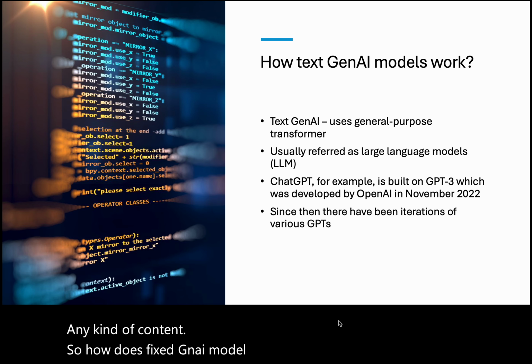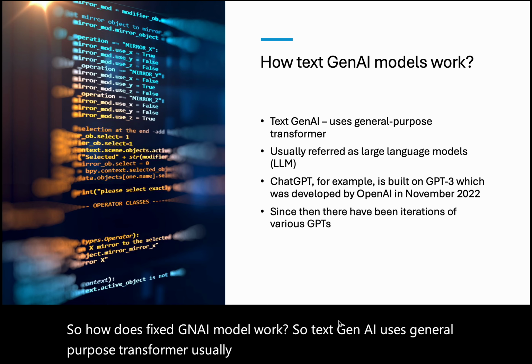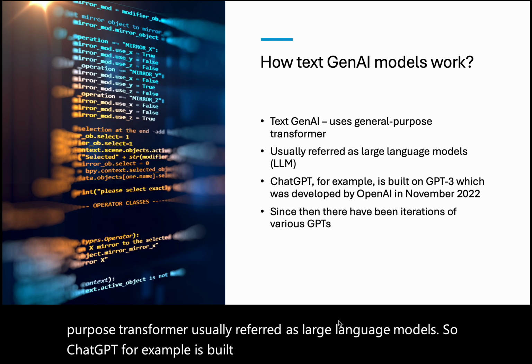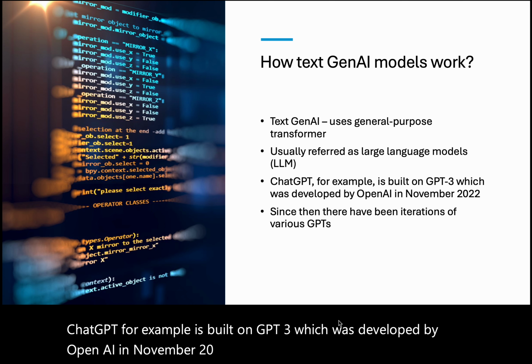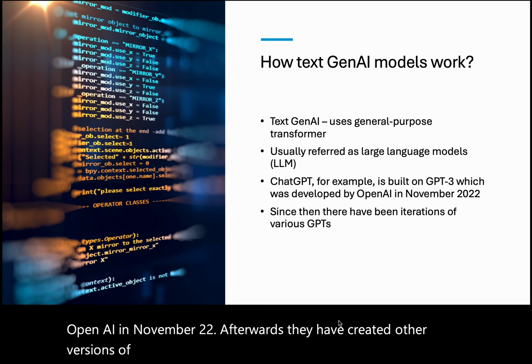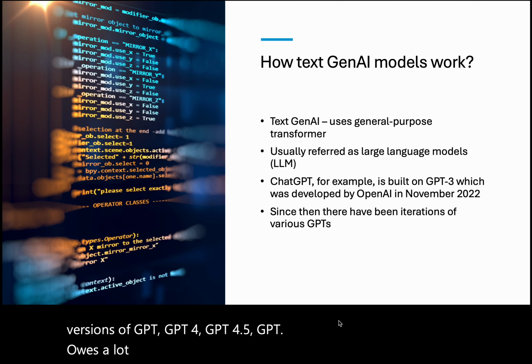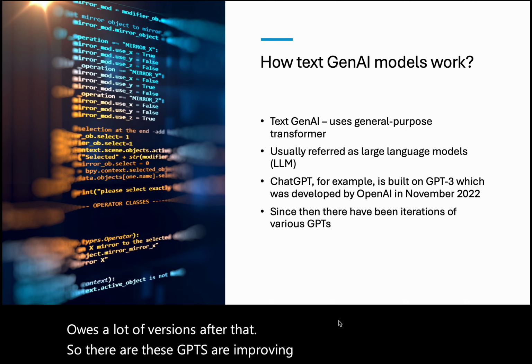So how does a text GenAI model work? Text GenAI uses general purpose transformers, usually referred to as large language models. ChatGPT, for example, is built on GPT-3, which was developed by OpenAI in November 2022. Afterwards, they have created other versions of GPT, GPT-4, GPT-4.5, GPT-o, a lot of versions after that. These GPTs are improving every year.